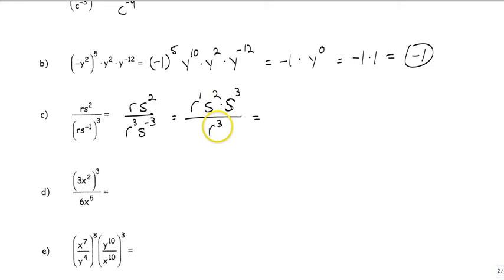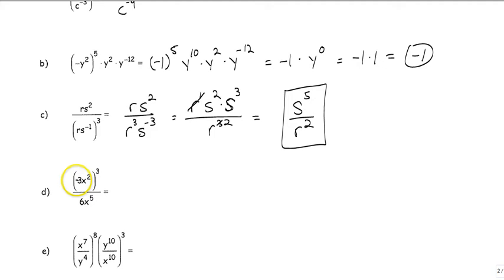This one has more on the bottom, so we're going to cancel one of these out and one of these out, and that's what you're left with. So your final answer is s to the 5th. My s's and 5's look exactly the same, and over r squared. And there's the final answer.